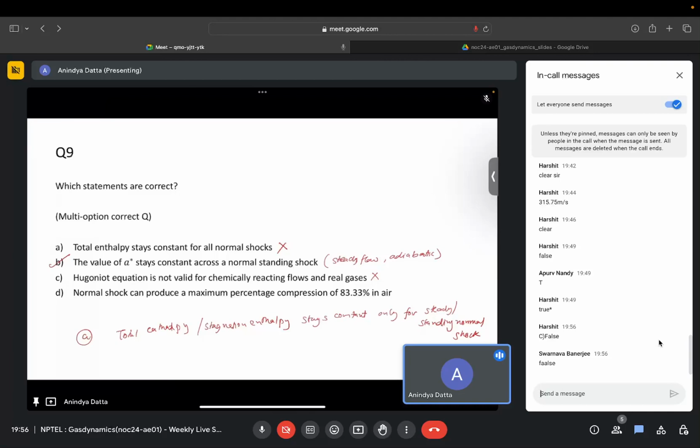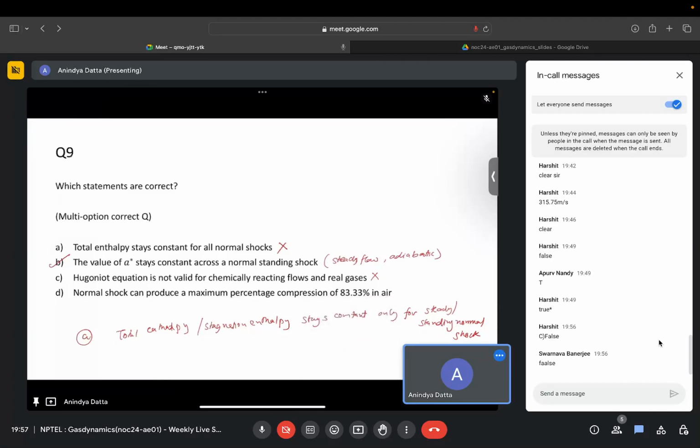We also don't invoke any assumption about whether the gas is calorically perfect or ideal, so we don't invoke the equation of state or anything. That's why the Hugoniot equation is also valid for chemically reacting flows and real gases. If you have heard of a detonation wave, which is like a shock wave in a chemically reacting flow, the Hugoniot equation is also valid in those cases.